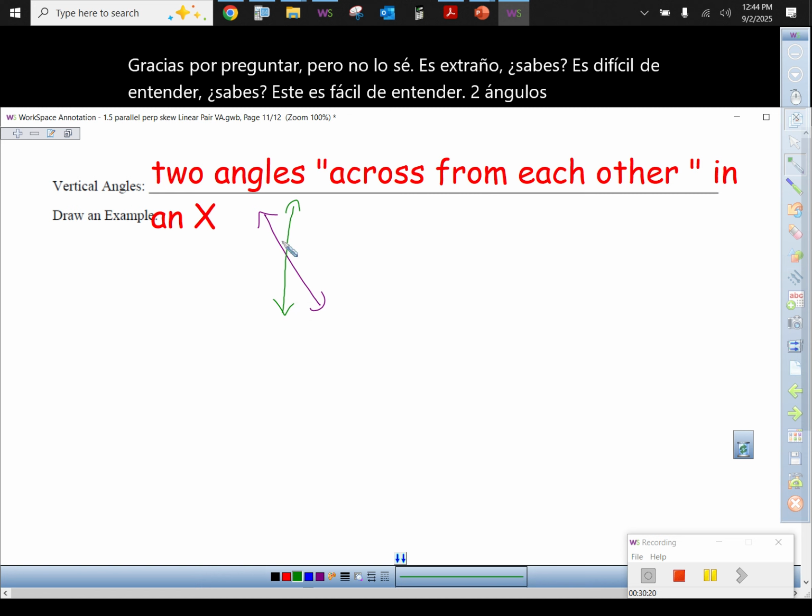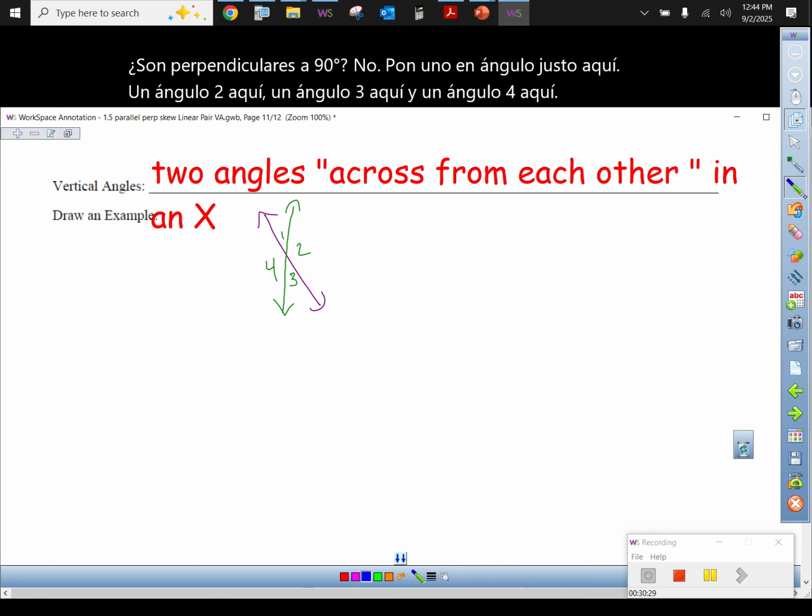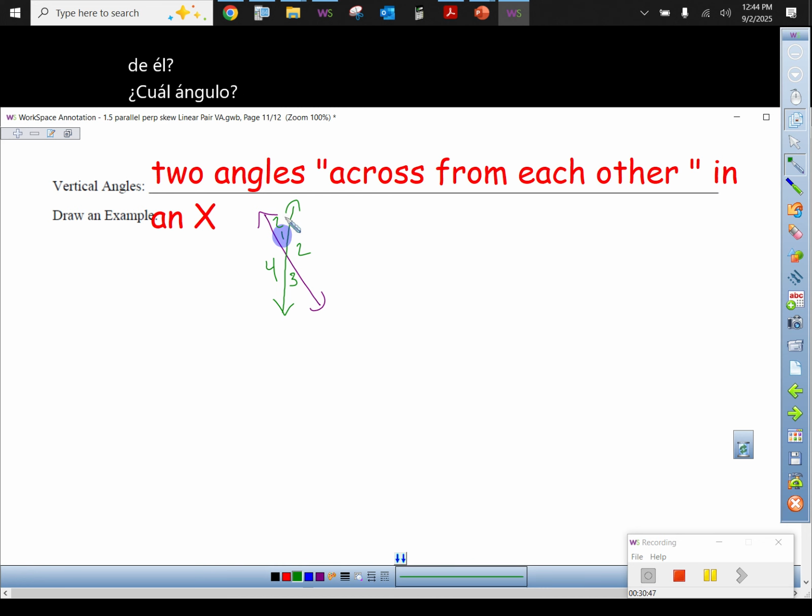Nope. Put an angle 1 right here, an angle 2 right here, an angle 3 right here, and an angle 4 right here. And we're still new at this. You don't have to highlight, but you see how I picked on angle 1 right here? Who's across the X from him? Discuss with your table. Is it angle 2, angle 3, or angle 4? Who is across the X from him? Which one? Angle 3. Let's put 20 degrees inside of that bad boy.